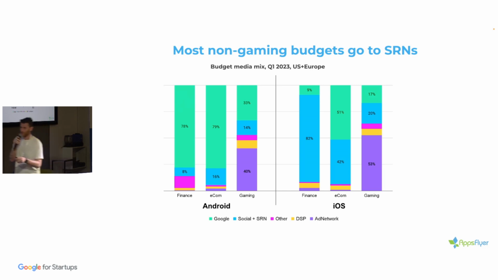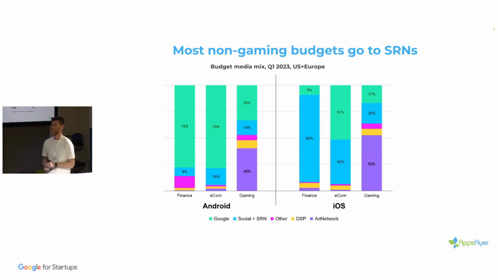Budgets, you want to talk about budgets? Sure. So there's absolutely no surprise that budgets follow the performance. But I think the interesting part is when we look at the last year and we compare the Android and iOS. I think in Android, definitely we see that Google is still king when it comes to finance and e-com.